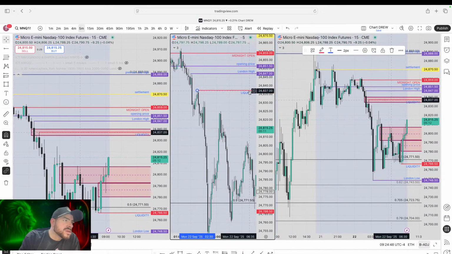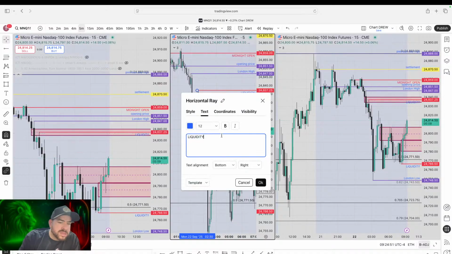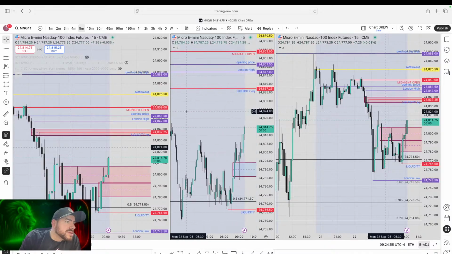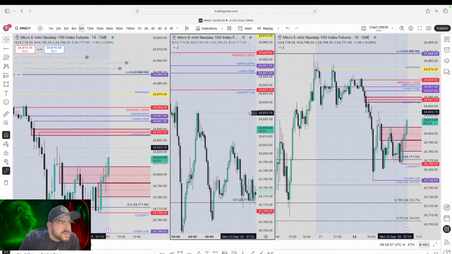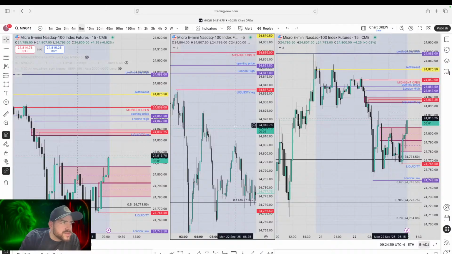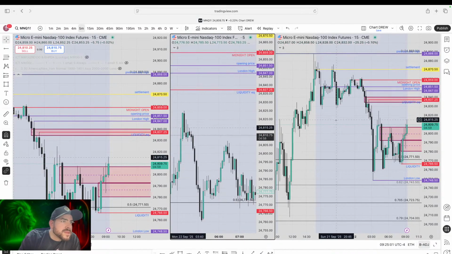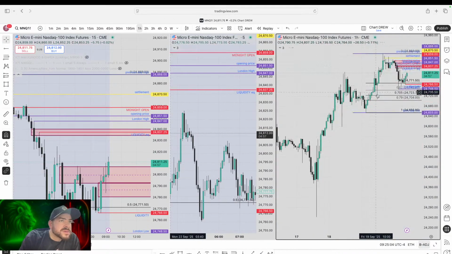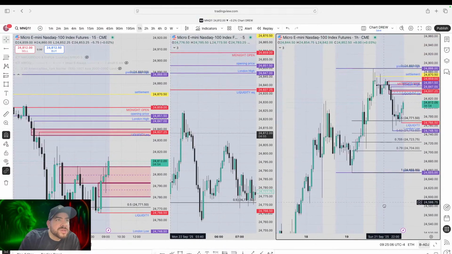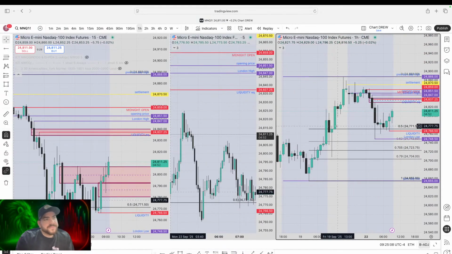Got some relative equal highs right there. Liquidity. Equal highs, we put EQ. And we'll see what happens. That's what I see as of now. Go back to the 1 hour. Still pushing up, coming off of that order block.